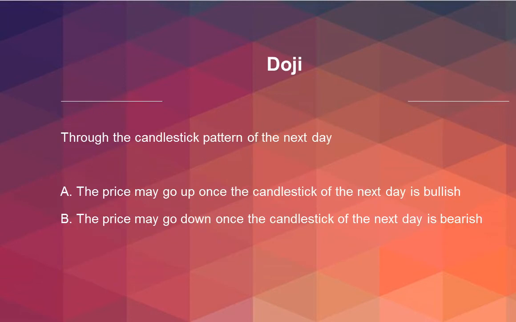Then we can see this one. You just read it, it's okay. That is not important. Through the candlestick pattern of the next day, the price may go up once the candlestick of the next day is bullish. Then the price may go down once the candlestick of the next day is bearish. So you should know, if the Doji appears and then the next day the candlestick is a green candlestick, it is the buy point. Okay? If after the Doji the next day's candlestick is a red candlestick, you should know that maybe you should prepare to sell. Okay.